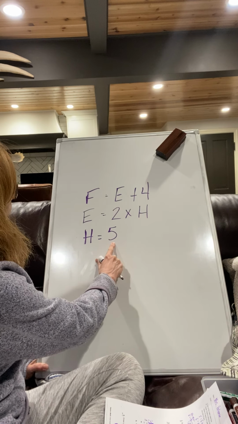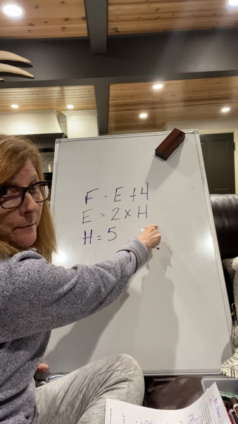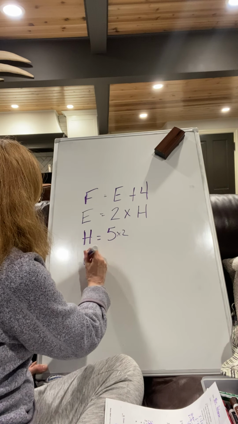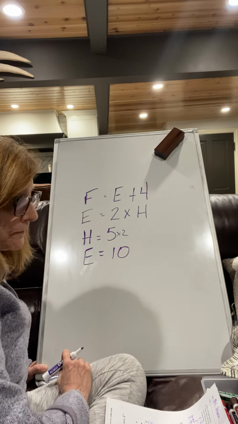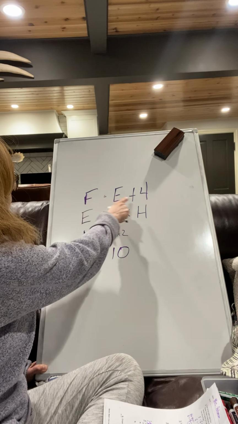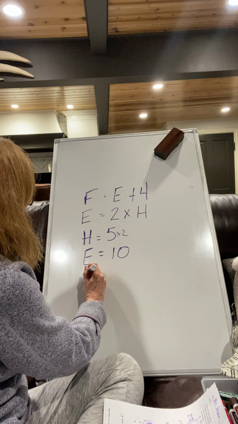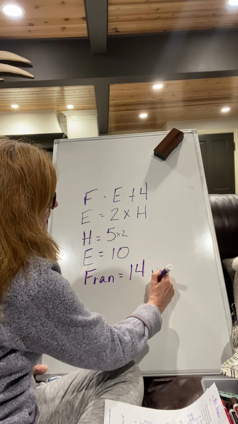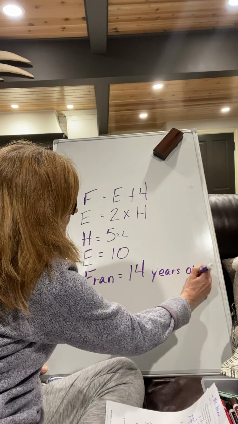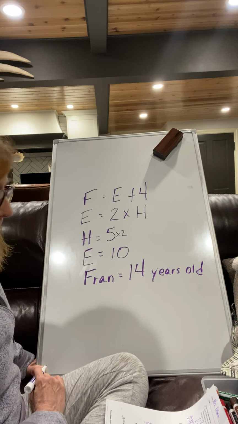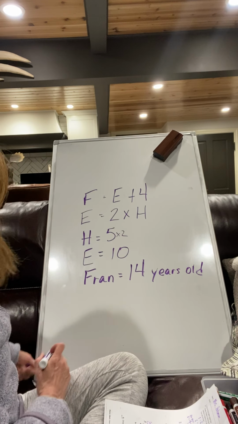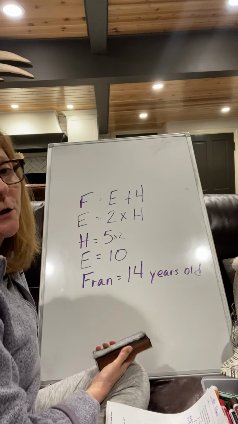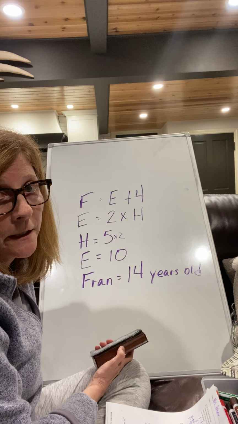So if we know Hector's 5, we know Eloise is 2 times Hector's age. So 5 times 2 is 10. So Eloise would be 10. And then Fran is 4 years older than Eloise. So Fran would be 14 years old. Okay? So hopefully you've had several of those kind of problems on your homework. So hopefully you haven't had any issues with those.